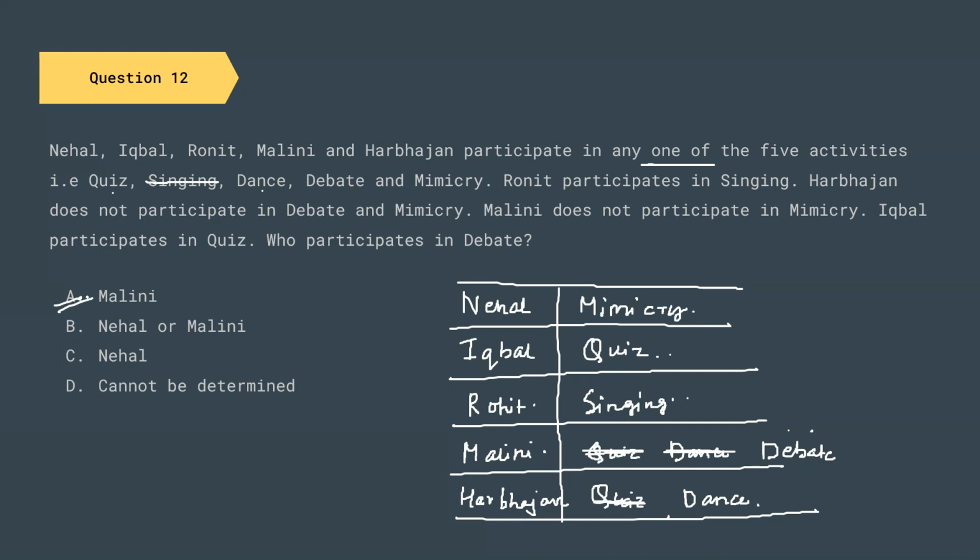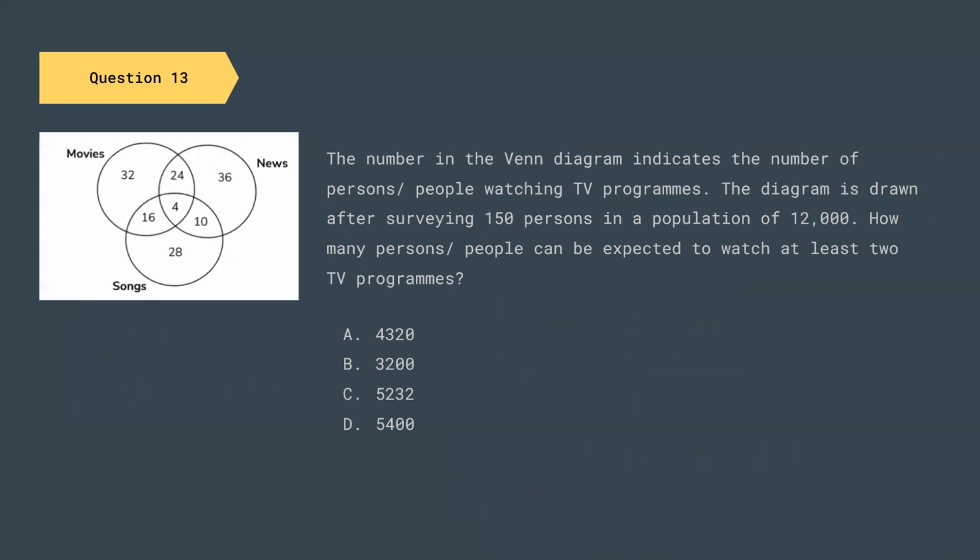So this question was all about writing all the information that is given in a particular and systematic fashion. And once you are done with this, then you can start answering the question. So now look into this question. There is a simple easy Venn diagram given. The number in the Venn diagram indicates the number of people watching TV programs. The diagram is drawn after surveying 150 persons in a population of 12,000 people.